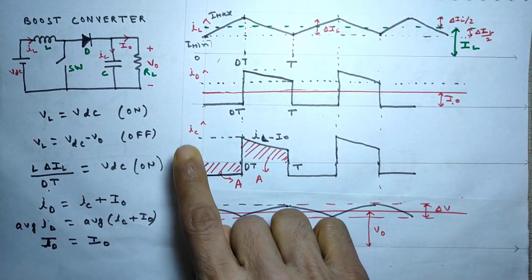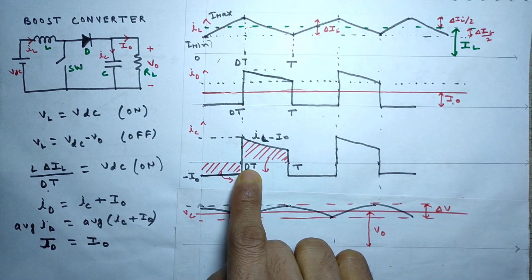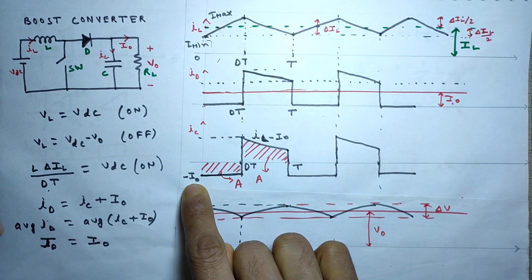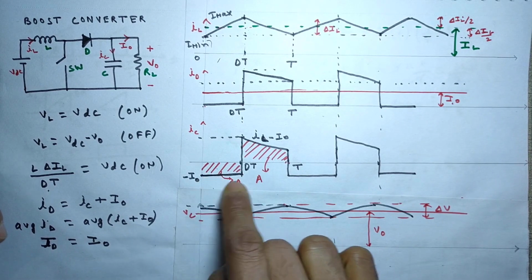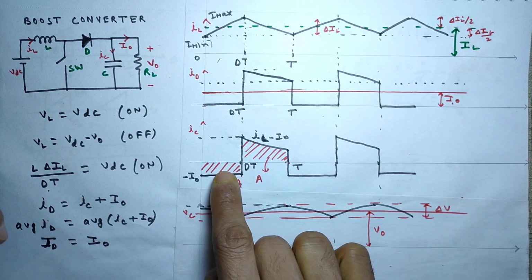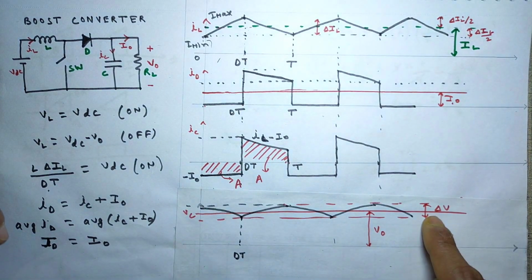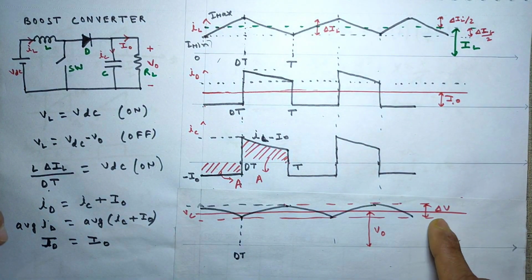From here IC, from this I naught dt, we will get charge from this IC curve. Okay, charge is what? Current into time, so I naught into dt is equal to Q. From here you will get delta Q. I naught into dt is equal to delta Q, and delta V is equal to delta Q by C. So delta Q we will get I naught dt, and dividing by capacitance we will get ripple voltage.